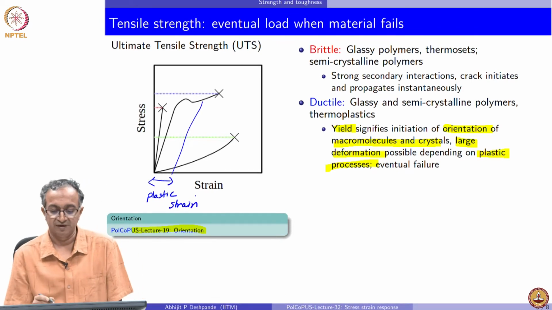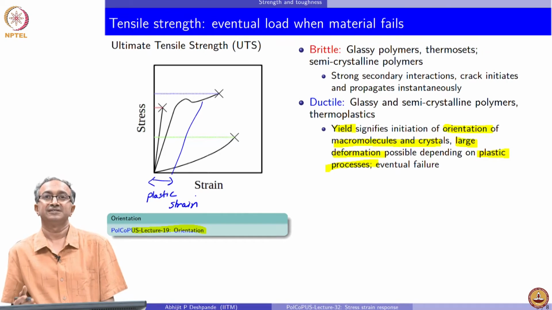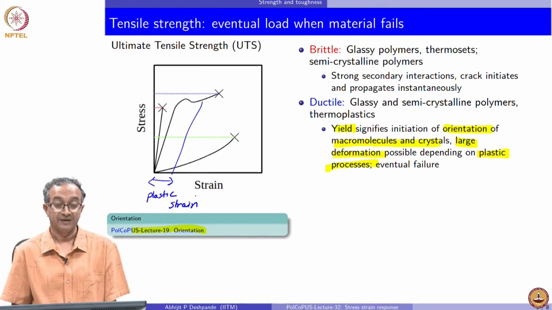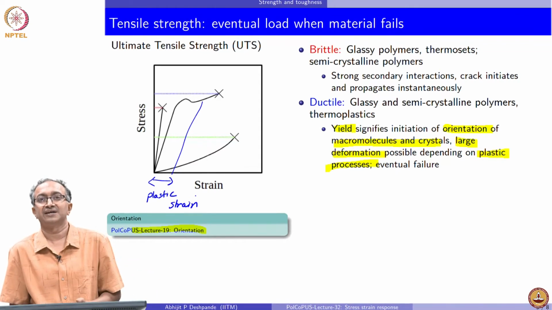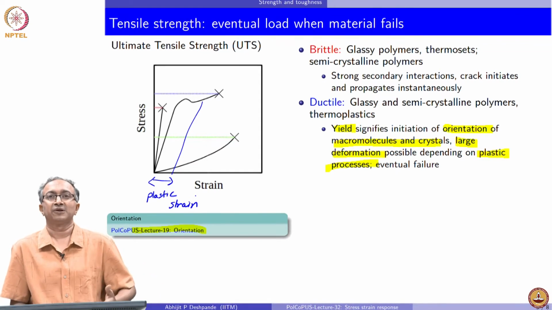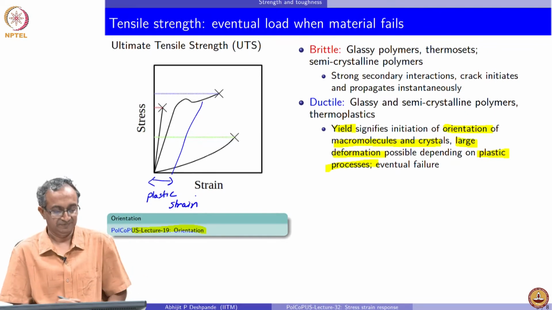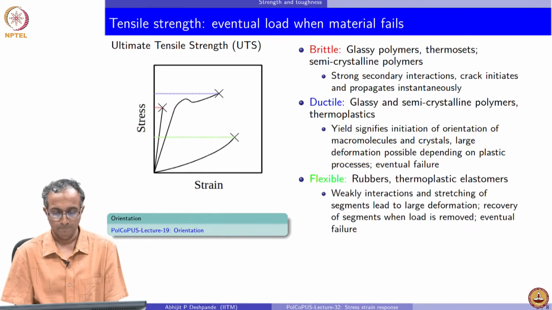So, that is why yield is associated with plasticity and plastic deformation. This is one of the reasons, since a large class of polymeric materials belong to this class, we end up calling many of the polymeric materials plastics.